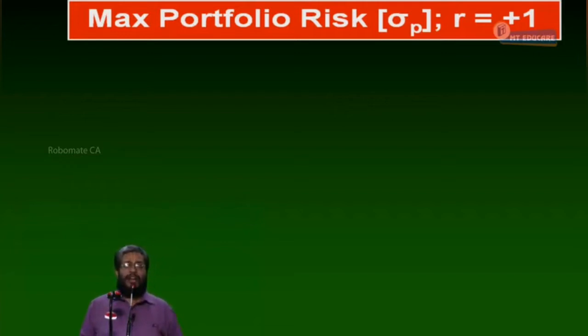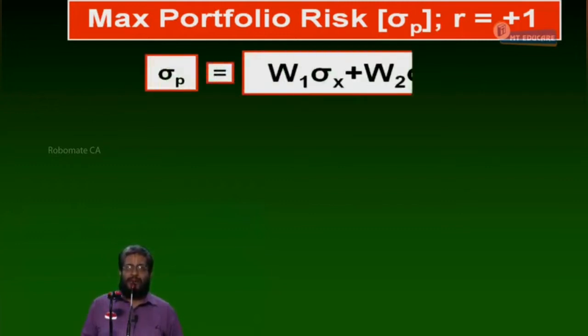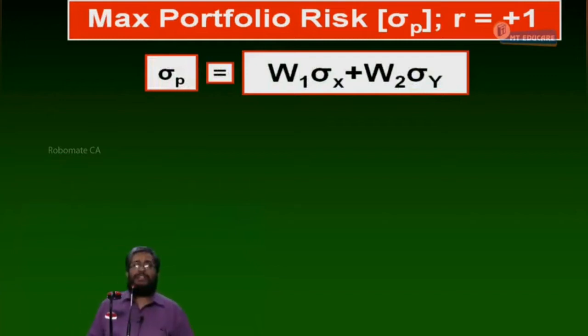Continue. When correlation is +1, sigma p is equal to, formula please, W1 sigma x plus W2 sigma y.